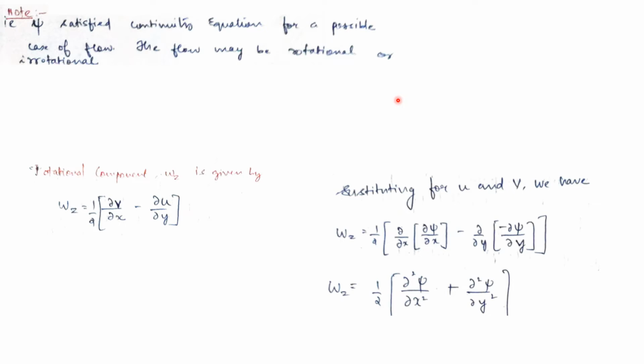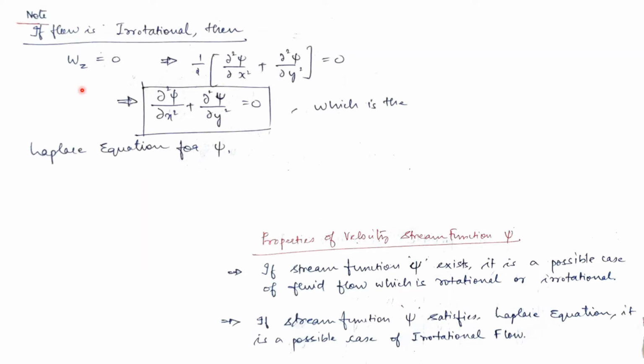If you are writing in terms of the rotational velocity components, that means wz, rotation about the z axis, it is 1/2 (∂v/∂x minus ∂u/∂y). Substituting u and v values, we have wz equal to 1/2 (∂/∂x of ∂ψ/∂x minus ∂/∂y of minus ∂ψ/∂y). If the flow is irrotational, we will get wx, wy and wz equal to 0. Then we call it an irrotational flow.